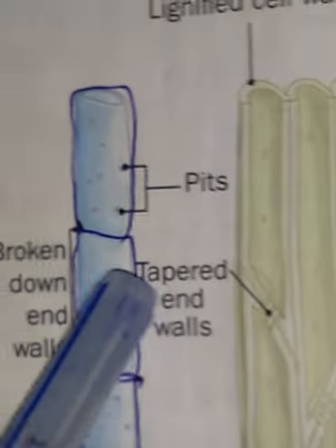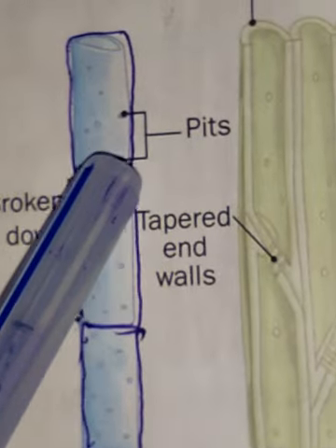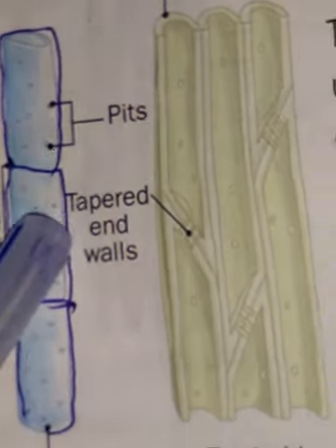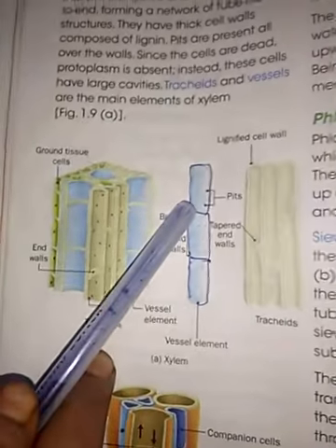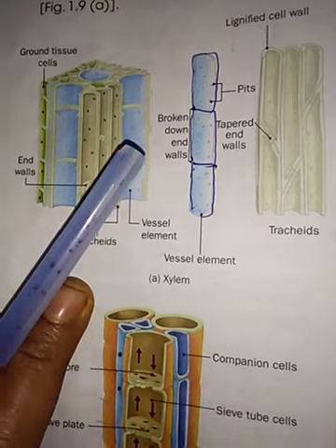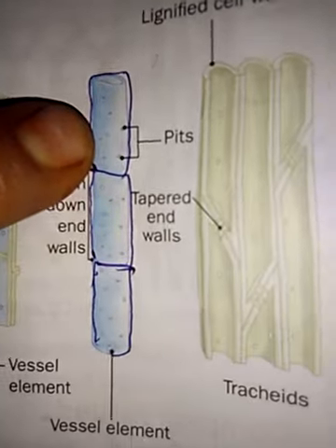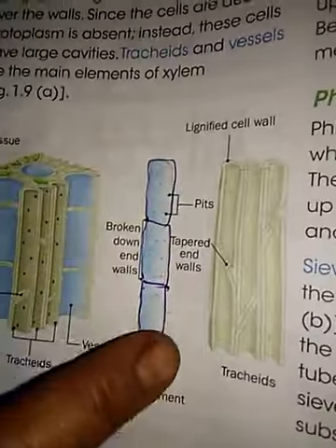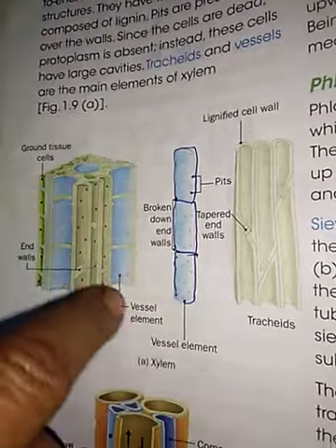In the cell wall, pits are present. See, this is a pit. The small holes are called pits. Pits are present all over the cell wall. The pits, where are they present? All over the cell wall.